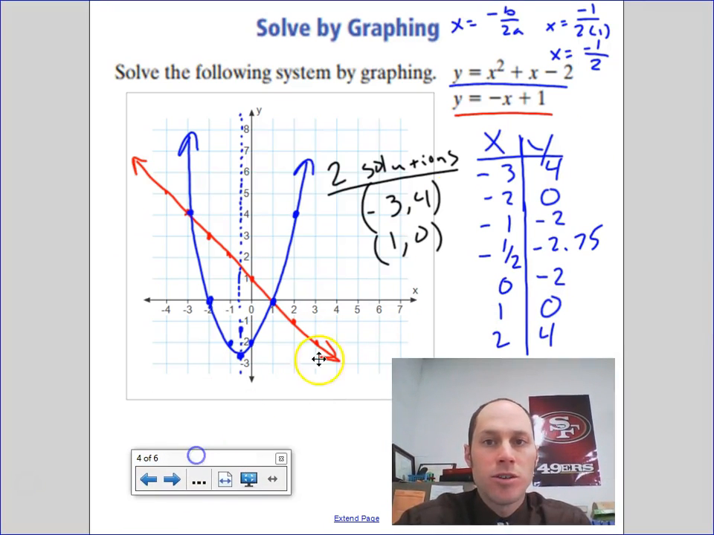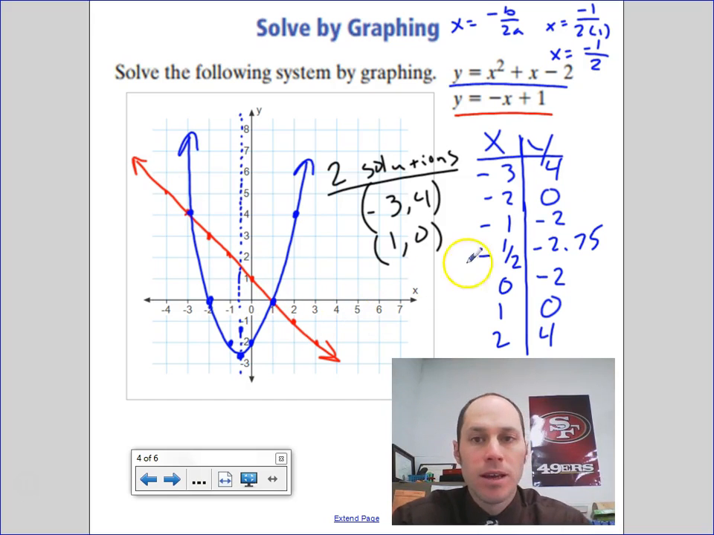As we take a look at these graphs, first of all, I graphed y equals negative x plus 1. It's in slope-intercept form, so my y-intercept is a 1. And the slope is negative 1, so I went down 1 over 1, plotted those points out, connected my line.